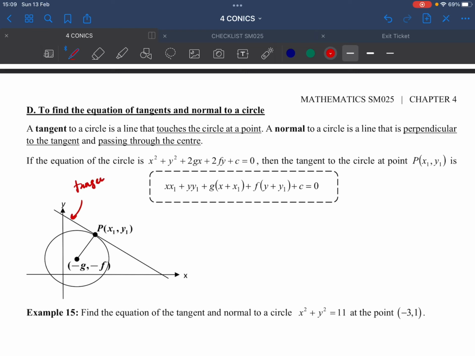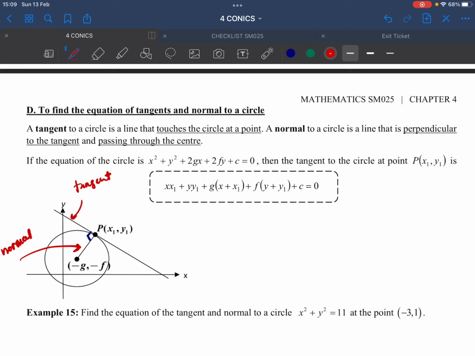The next thing that you have to find is the equation of normal. So what is the equation of normal? Equation of normal is perpendicular to the tangent. So here is the normal. Basically this has to be 90 degrees. So here we have the equation of normal. This is called normal. These are the two things that you have to know.